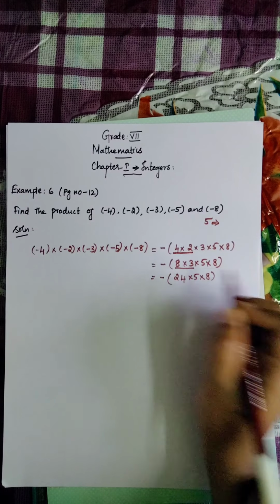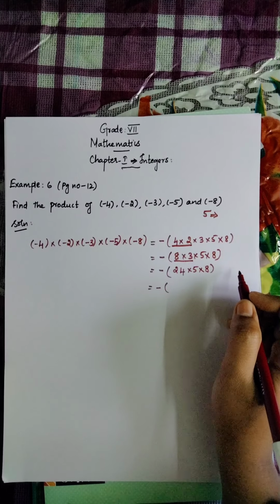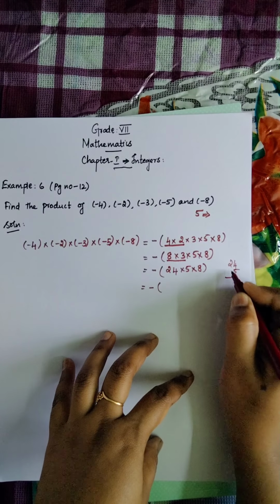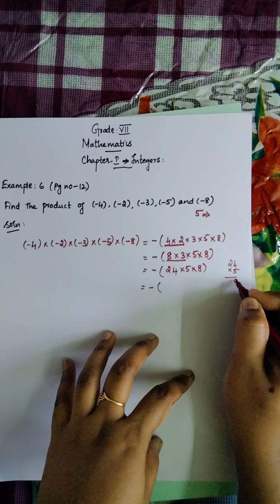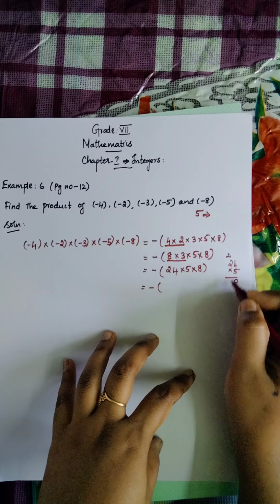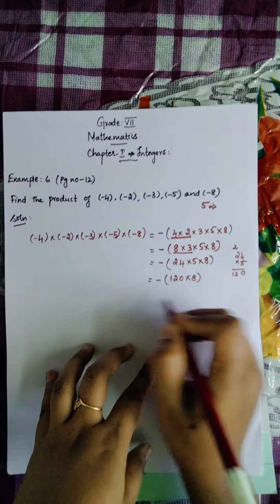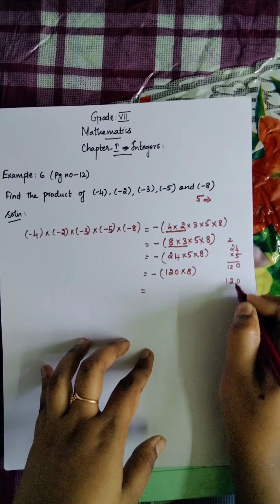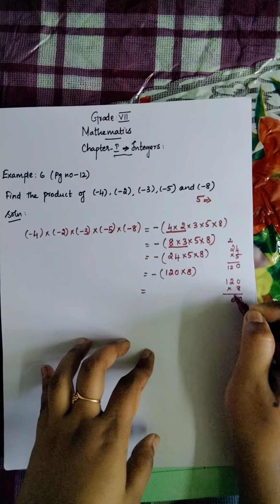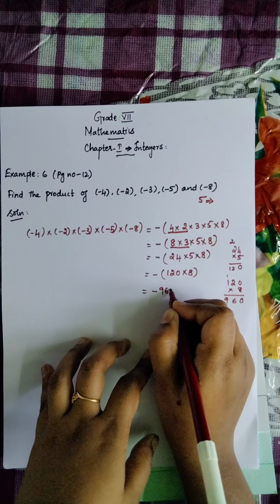Next I have multiplied the first two numbers. Next, what is 24 into 5? 4 5s are 20. Put the balance here. 2 into 5 is 10, 10 plus 2 is 12. So 120 into 8. 0 into 8 is 0. 8 2s are 16. Balance 1. 1 8 is 8, 8 plus 1 is 9. So our answer is minus 960.